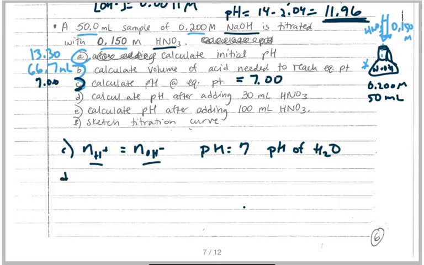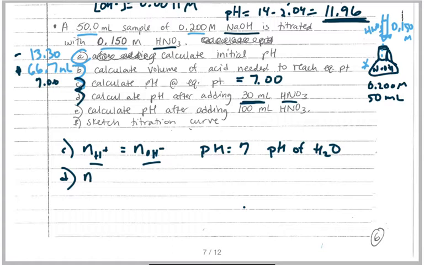All right, part D, it asks us to calculate the pH after adding 30 mL of HNO3. Let's figure out where that is. Is that going to be before equilibrium or after equilibrium? We don't know what the volume is at equilibrium. We didn't calculate that. Oh yeah, we did. In part B, we calculated the volume of acid needed to reach the equilibrium point is 66.7 milliliters. So 30 milliliters is going to be before the equilibrium. So we're going to expect it to still be pretty basic. But let's do that calculation.